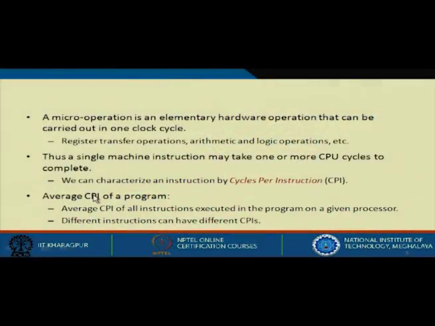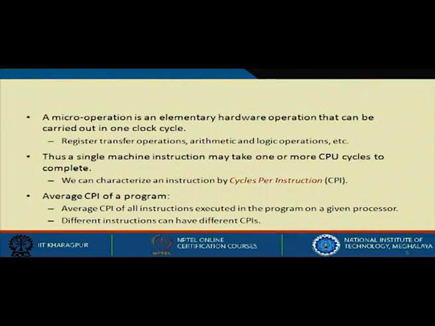And what is this average CPI of a program? There can be many instructions, and different instructions can have different CPIs. So, average CPI of all instructions executed in a program on a given processor. Some instruction, let us say, takes 5 cycles, some takes 7 cycles, some takes 4 cycles. We average it out and then we say this is the average CPI, as different instructions can have different CPIs. We will see in detail.